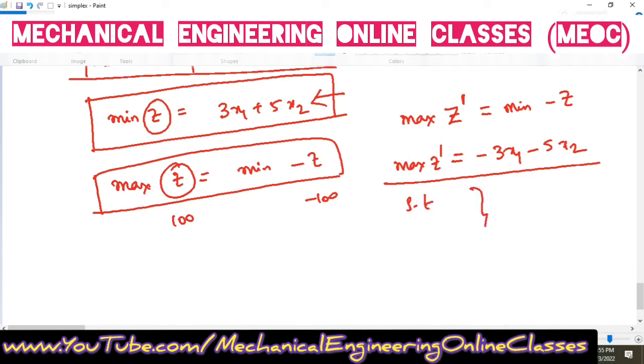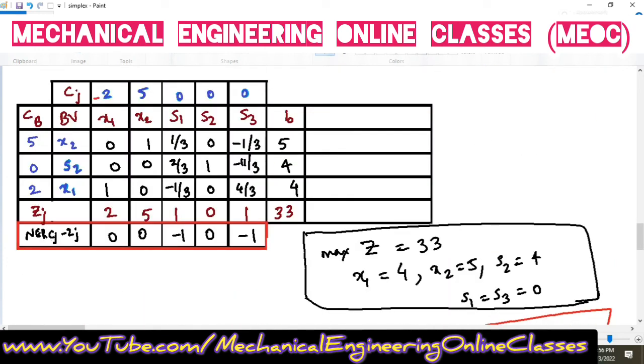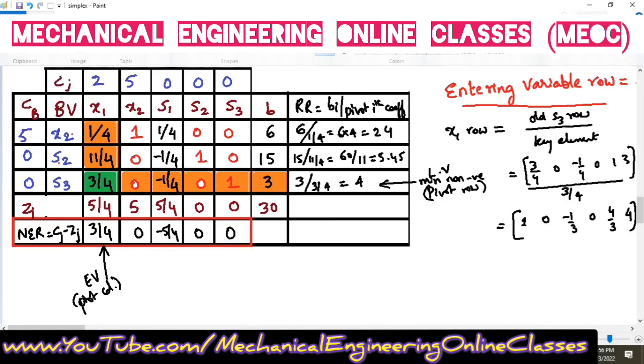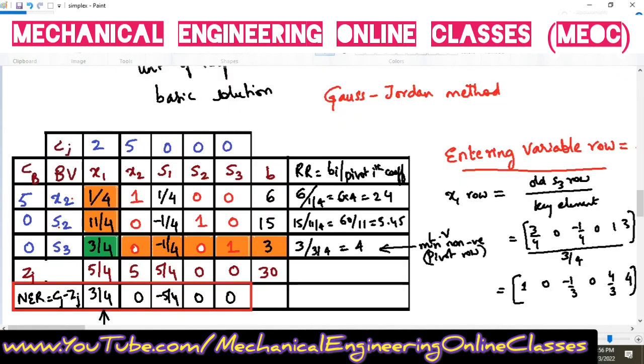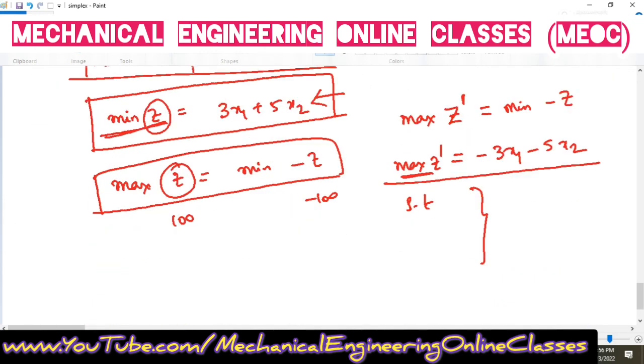Subject to conditions, they are not going to change. The constraints are as they are. Only our min z is converted into a max z by multiplying with minus 1. Now in place of your Cj, you will get a minus 3 here, a minus 5 here. Nothing else is going to change, and everything else is the same. How you find the entering variable row, how you find the leaving variable row, every rule that we have applied, every rule that we have known in the max type is applicable here.